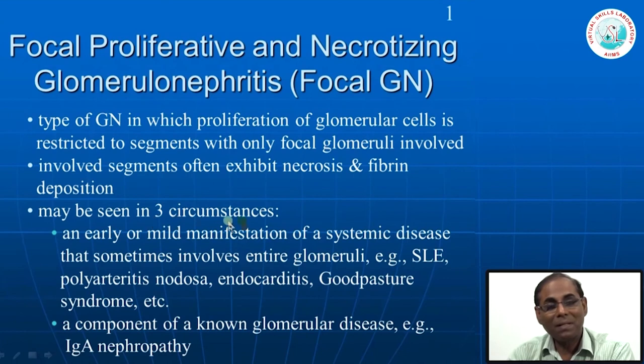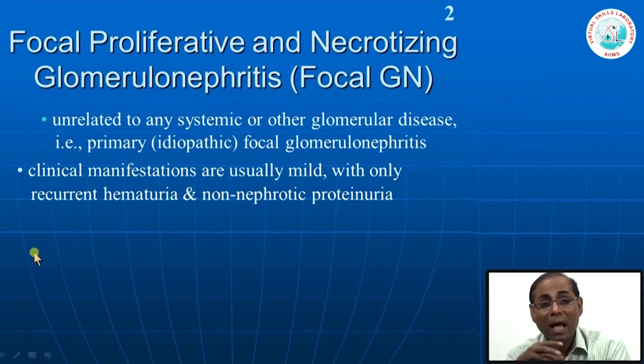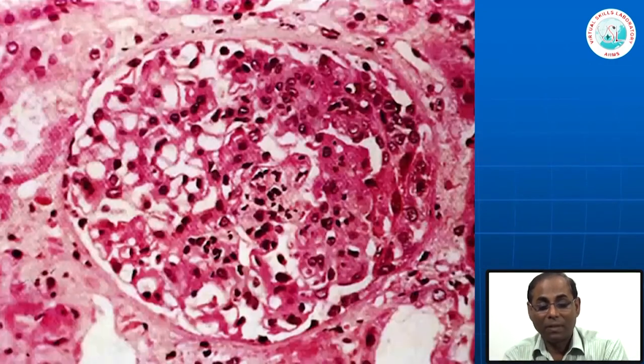There may be 3 circumstances where you can get this kind of picture: an early or mild manifestation of systemic disease. Sometimes in lupus nephritis or collagen vascular disease you can have this kind of involvement, and also sometimes in IgA nephropathy, or unrelated to any particular systemic or glomerular disease. Its manifestations are usually mild, with only recurrent hematuria and non-nephrotic proteinuria. So, this sometimes overlaps with many of the glomerulonephritis which we have already discussed.